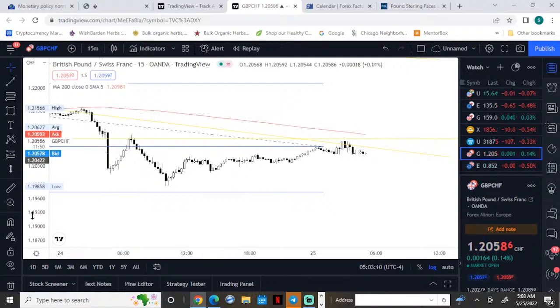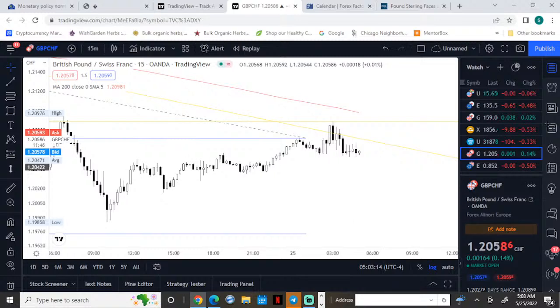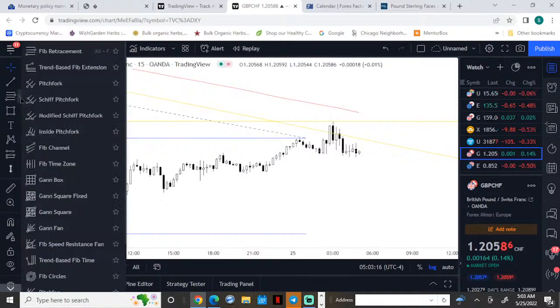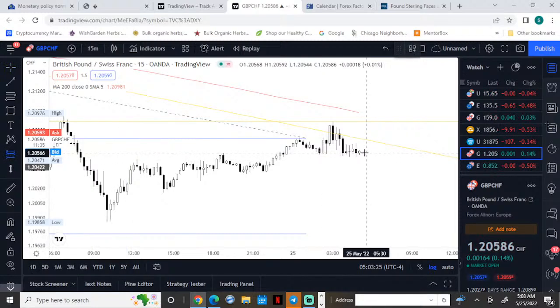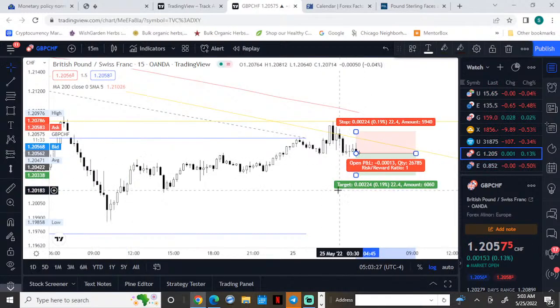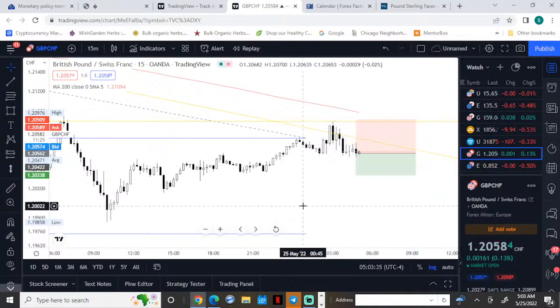Let me set up my short tool. I'm entering at market execution, so right wherever price is. I'm gonna set my stop loss at a little bit above this support resistance area.